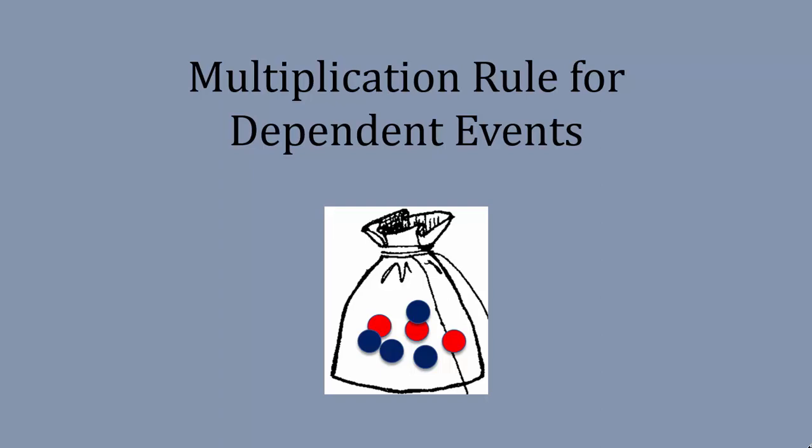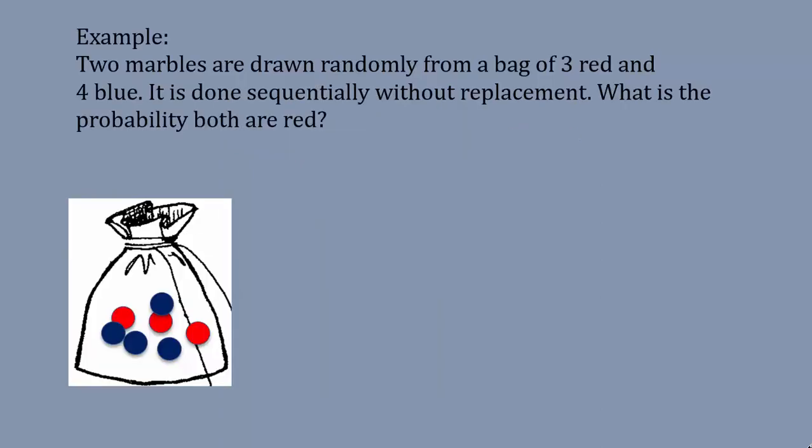In this video, I'm going to explain the multiplication rule for dependent events. Let's get started with an example. Let's say we have a bag of marbles with 3 red and 4 blue. We're going to randomly draw 2 marbles sequentially without replacement. What will be the probability that both marbles are red?